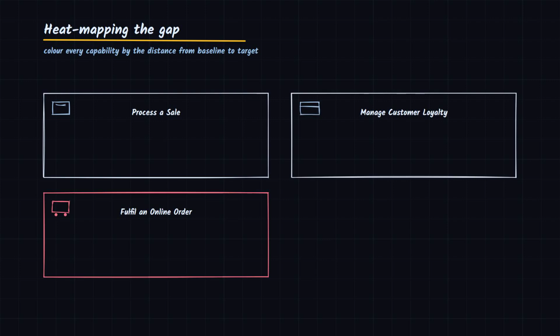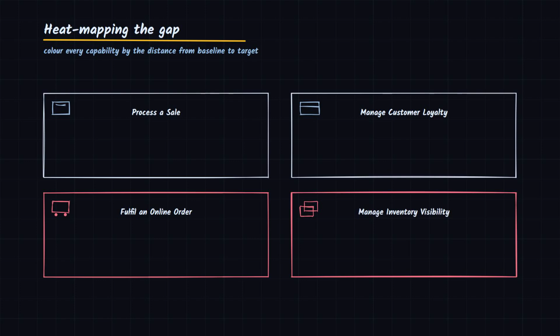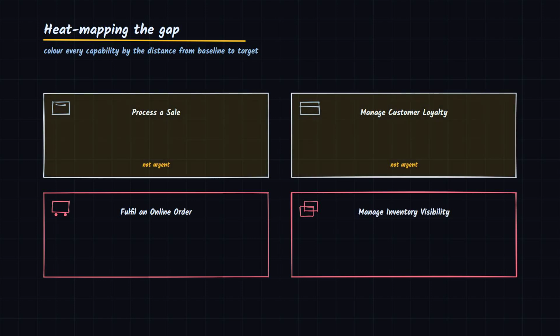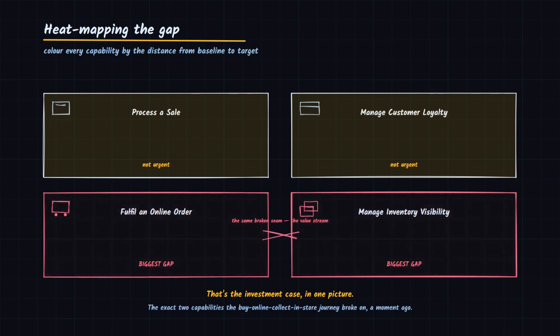2 capabilities light up red, fulfill an online order, and manage inventory visibility. Not because they're the biggest capabilities on the map, because they're the ones with the biggest gap between where they are and where the vision from Phase A actually needs them to be. That's the investment case in one picture, and it's exactly the 2 capabilities the customer's buy online collect in store journey broke on a moment ago.